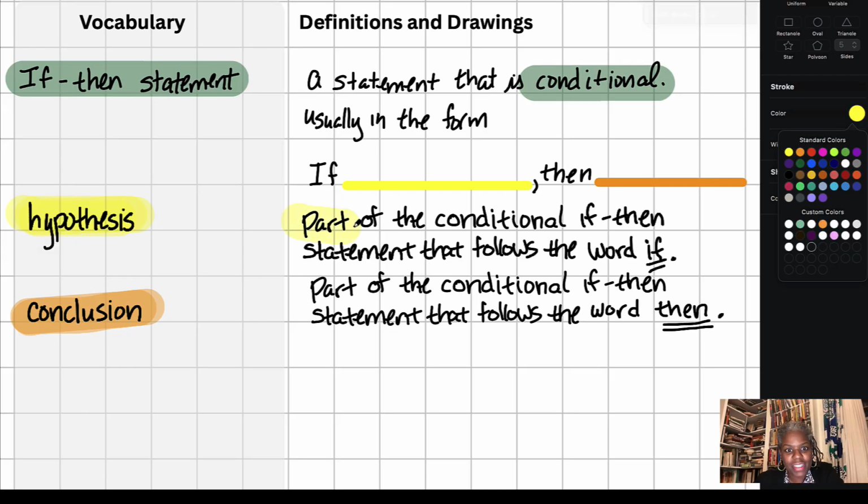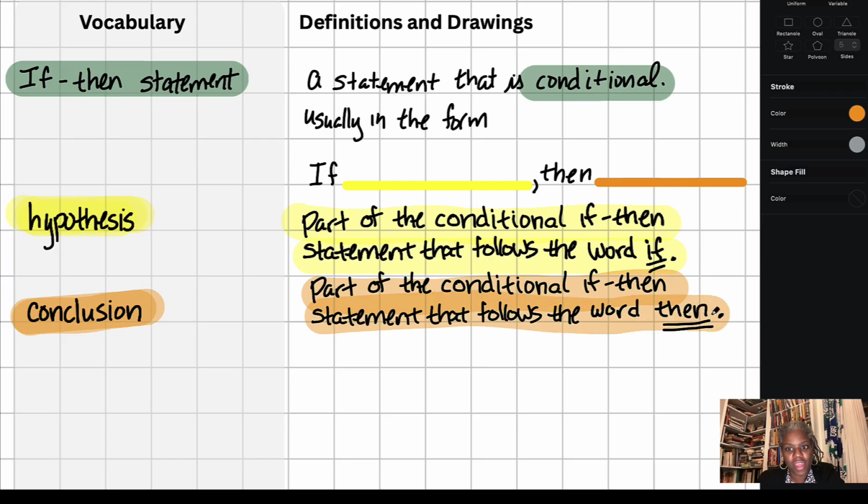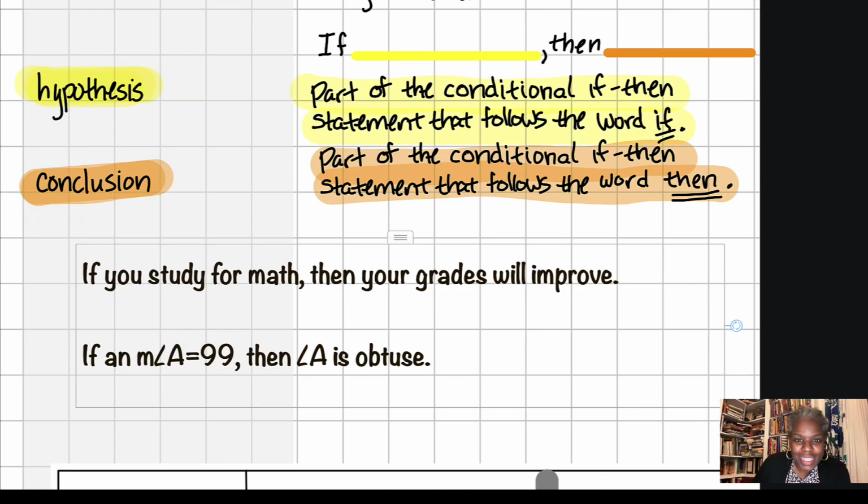So the hypothesis is the part of the conditional if-then statement that follows the word if. And the conclusion is the part of the conditional if-then statement that follows the word then. We're going to show some examples of that in just a minute, so I want you to leave some space to write that down. Here are two examples of some if-then statements that we should look at.